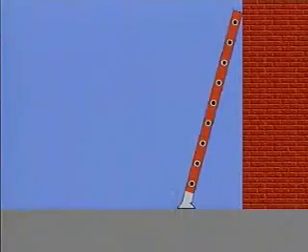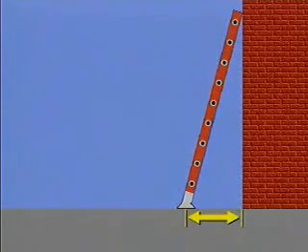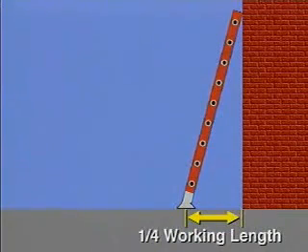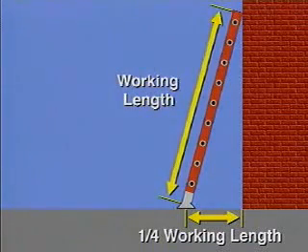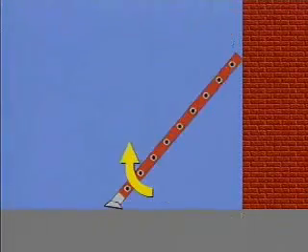We can see how to establish that angle using this illustration. When a ladder is placed against a wall or other support structure, the distance between the wall and the base of the ladder should be 1/4 the working length of the ladder. The working length is the distance between the base of the ladder and the point where the top of the ladder makes contact with the wall. The working length is measured along the ladder's rails.